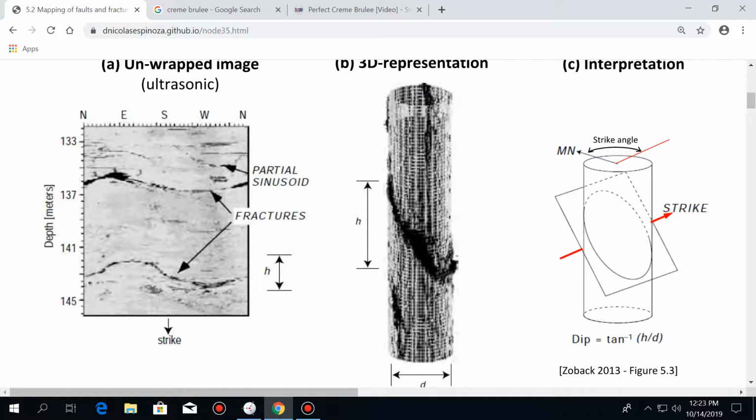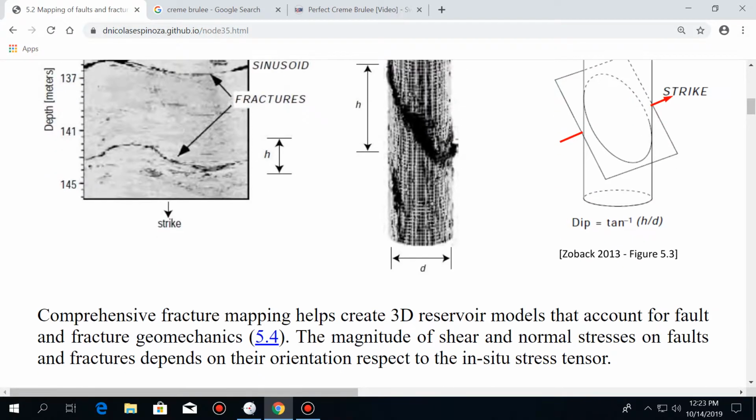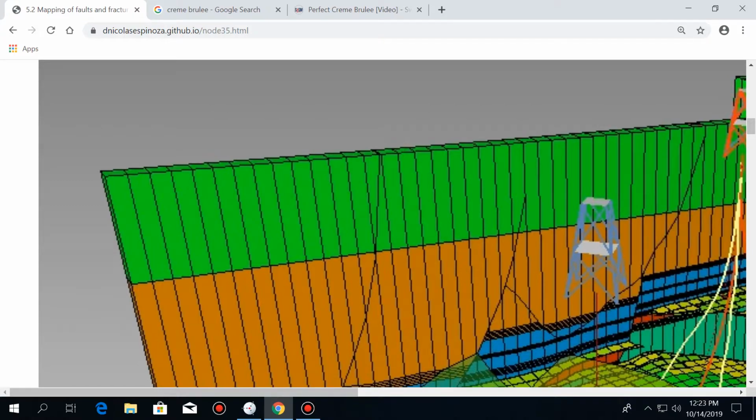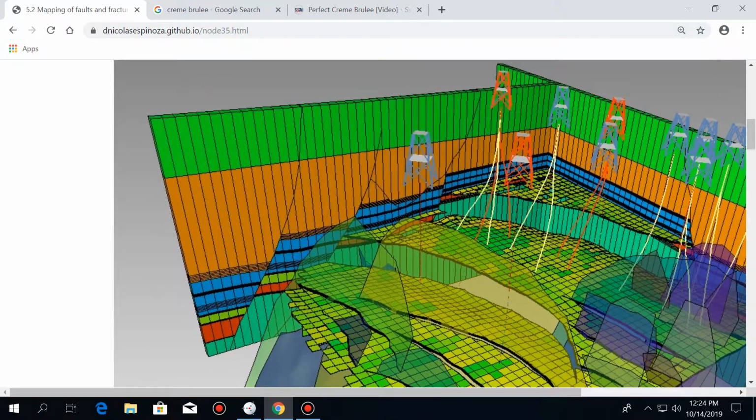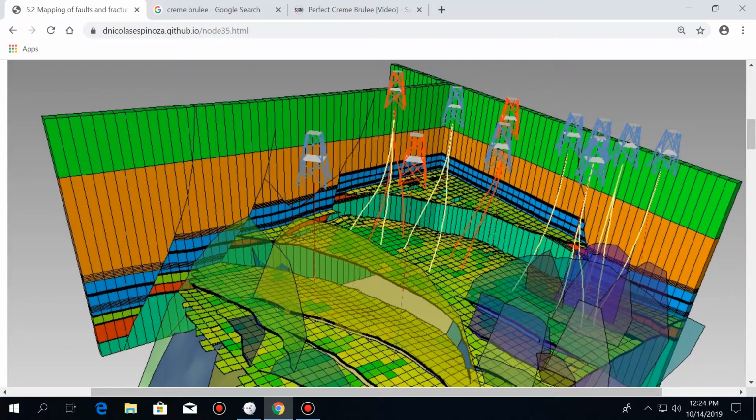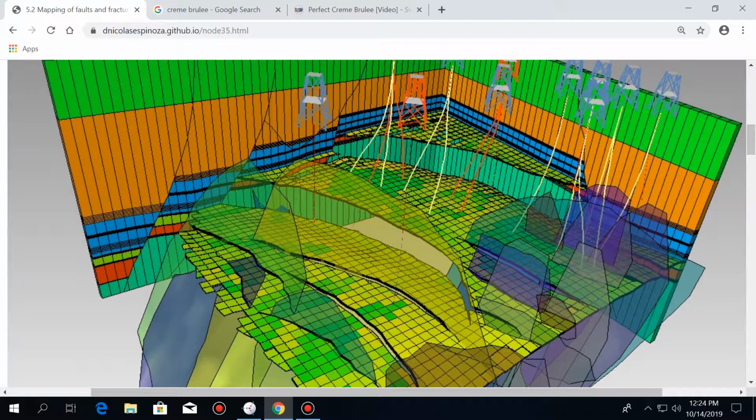Before we dive into the faults and all the numbers that we need and all the names that we're going to learn, let's see why we need to map faults. This is what the real reservoir looks like in a sequence of sedimentary layers which are faulted.